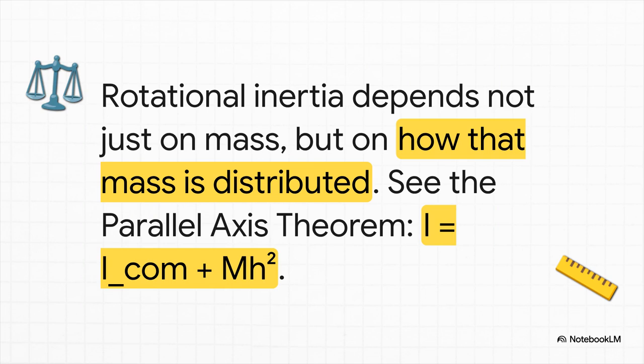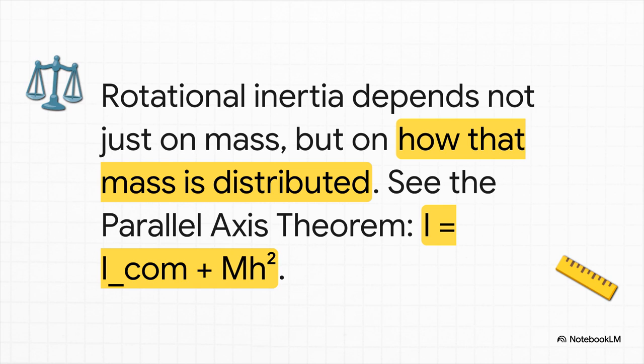But, and this is a huge but, here's the critical difference. Mass is just mass. A kilogram is a kilogram. Rotational inertia, though, cares deeply about how that mass is spread out. The farther away the mass is from the axis of rotation, the harder it is to spin.